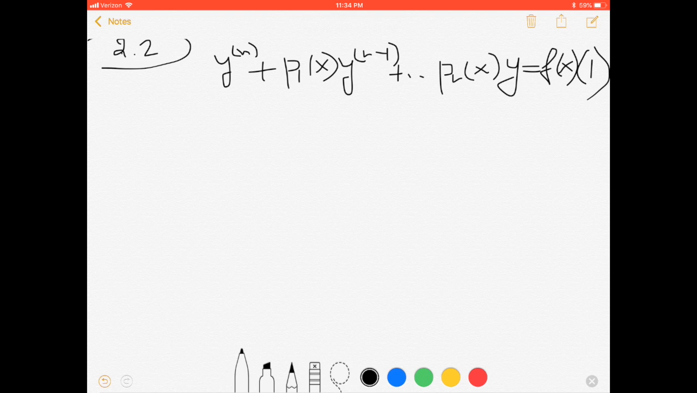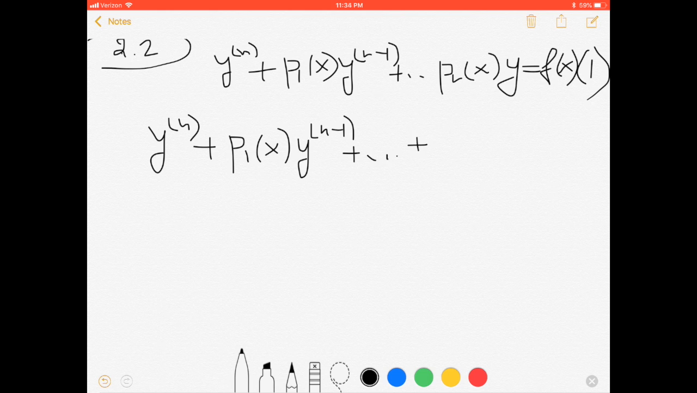Associated with equation 1 will be the homogeneous equation. How do you remember it? It will have the same left part of our equation, but the right part is equal to 0. This equation we call number 2.